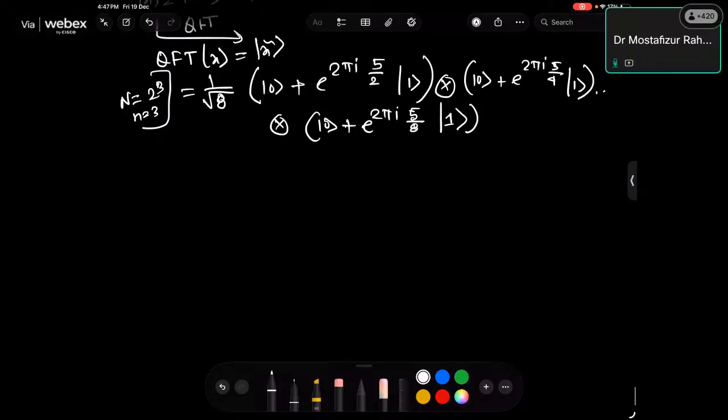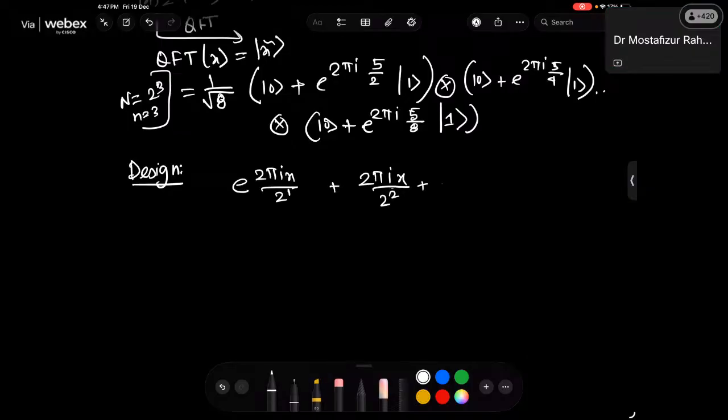Now the design part, right? On the right hand side, what are the phase components coming? One is the e to the power 2 pi i x by 2 to the power 1, then 2 pi i x by 2 square, not factorial, and so on, plus 2 pi i x by 2 to the power n, right?